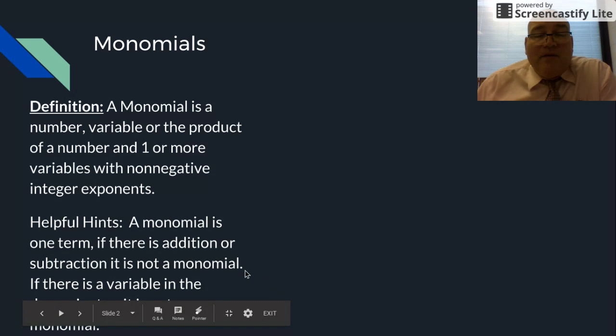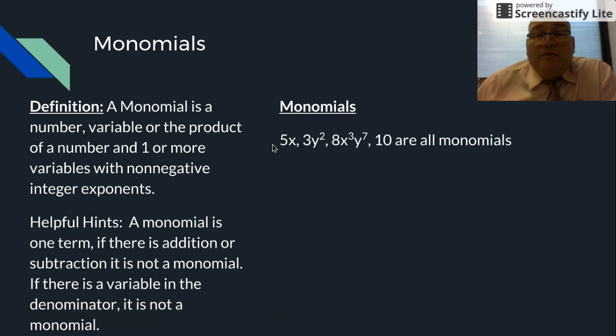Helpful hints: a monomial is only one term. If there is an addition or subtraction, it's not a monomial. If there's a variable in the denominator, it's also not a monomial. For example, these are monomials: 5x, 3y squared, 8x cubed y to the 7th, 10. All are monomials: a number, or the product of a number and one or more variables.